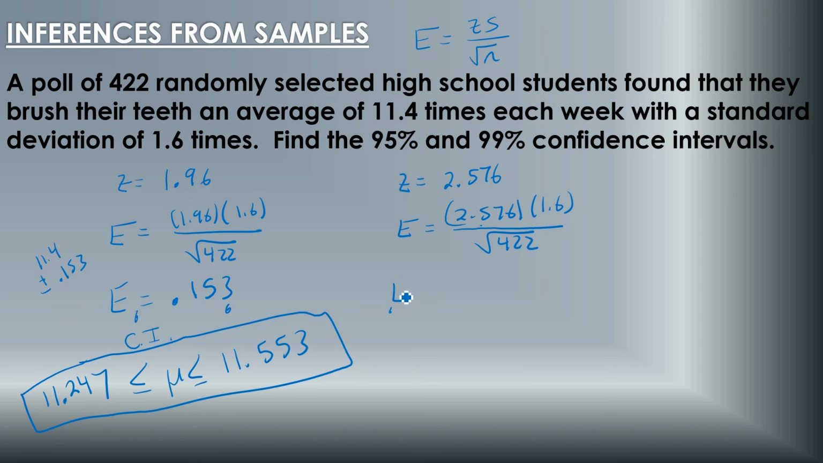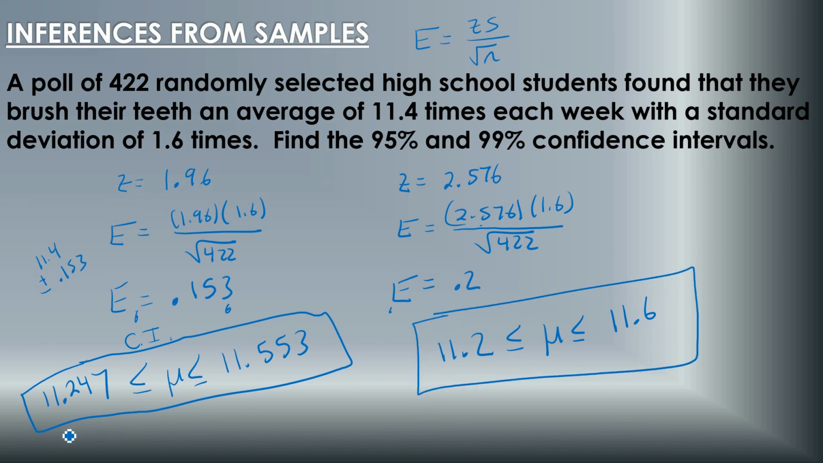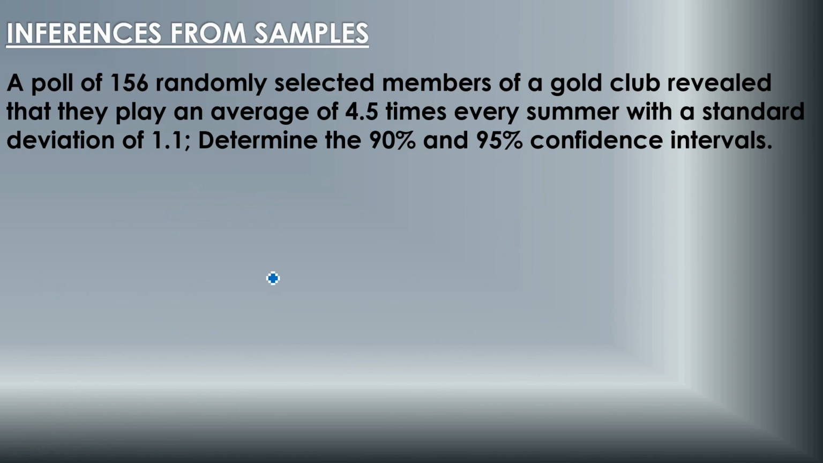And our maximum error is about 0.2. So that's going to give us 11.2 and 11.6 for my 99% confidence interval. Okay, go ahead and try this one, finding the 90% and the 95% confidence intervals. So pause it, give it a try, and then I'll walk you through it here in a second.